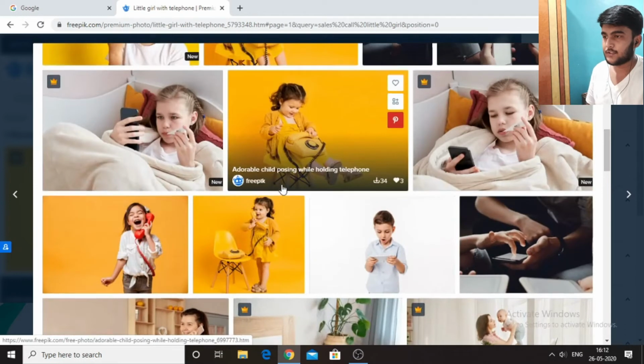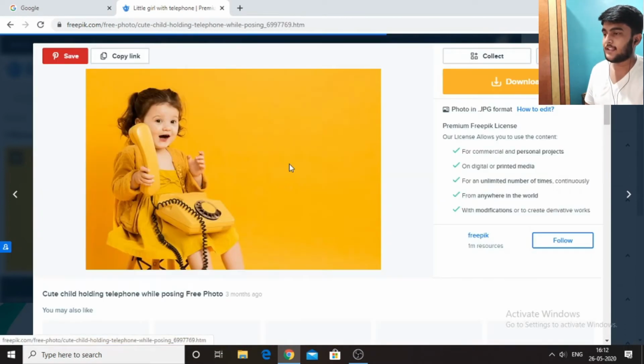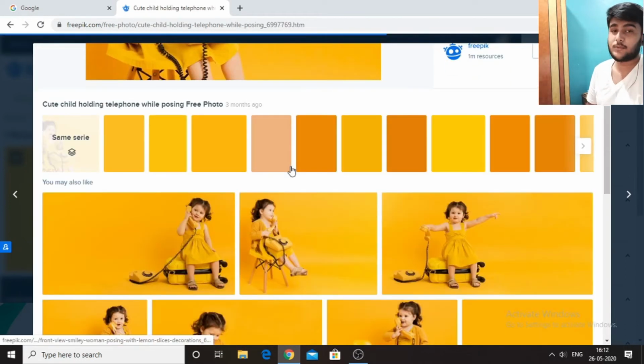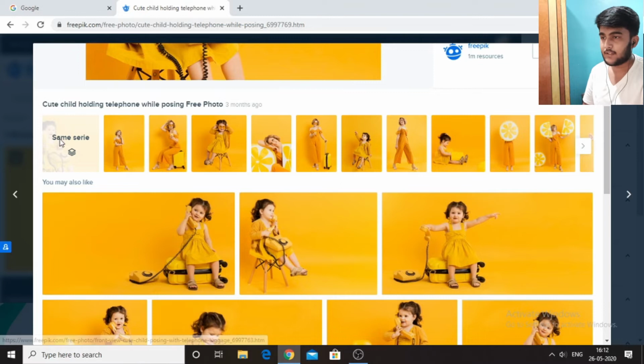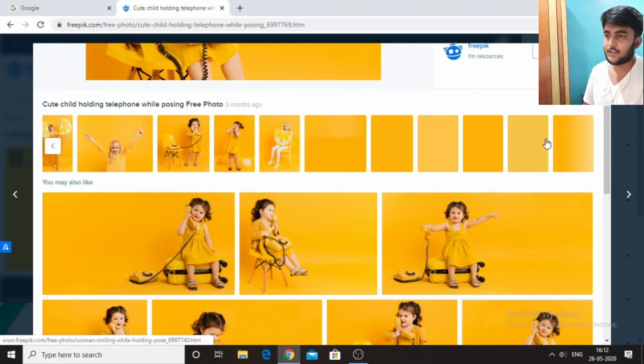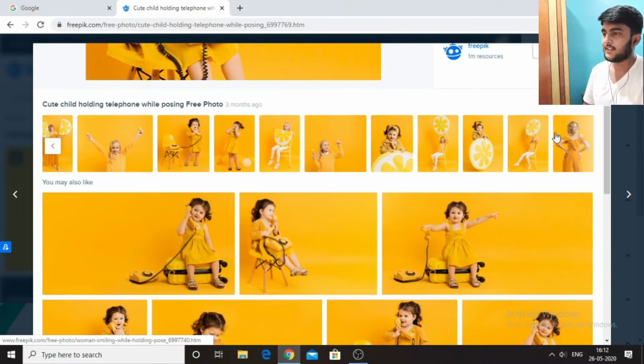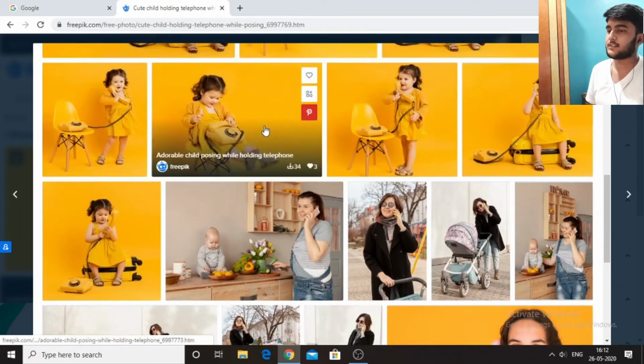Now what you need to do is click on something, and then FreePick also gives you recommendations on what are the different images from this creator. Same series, you can find different images of that little girl in different poses. Here we go, here we have the first series image that we were going to talk about.